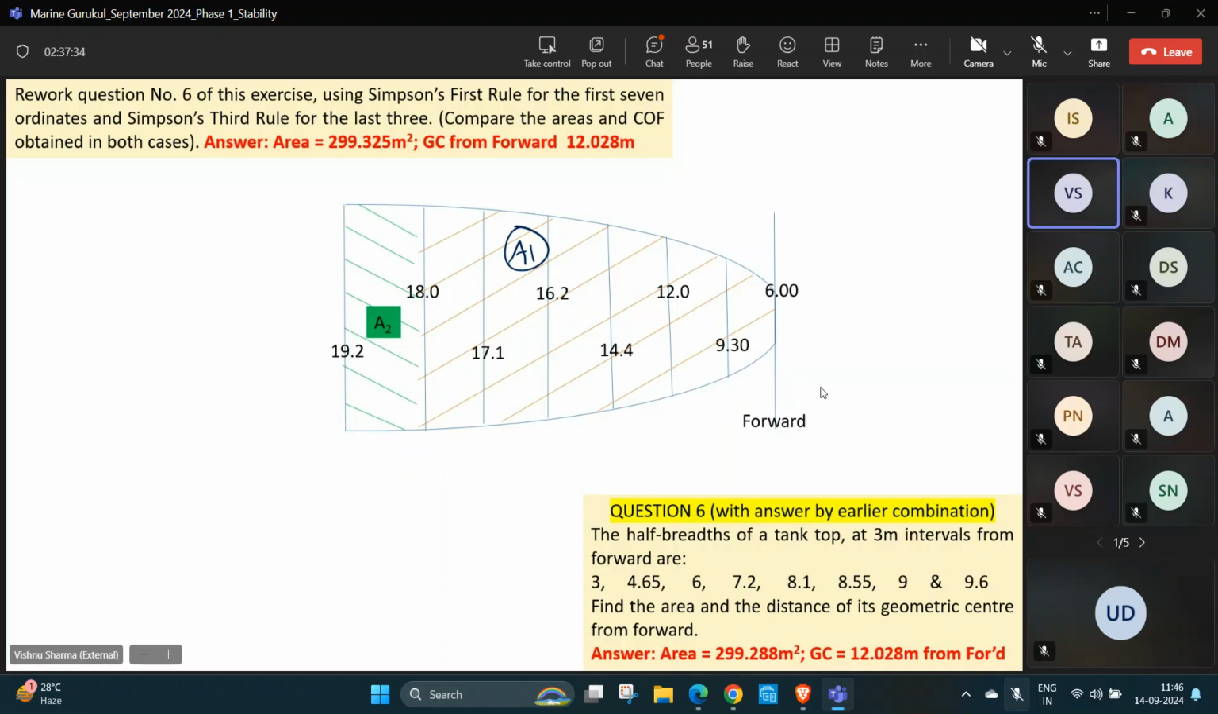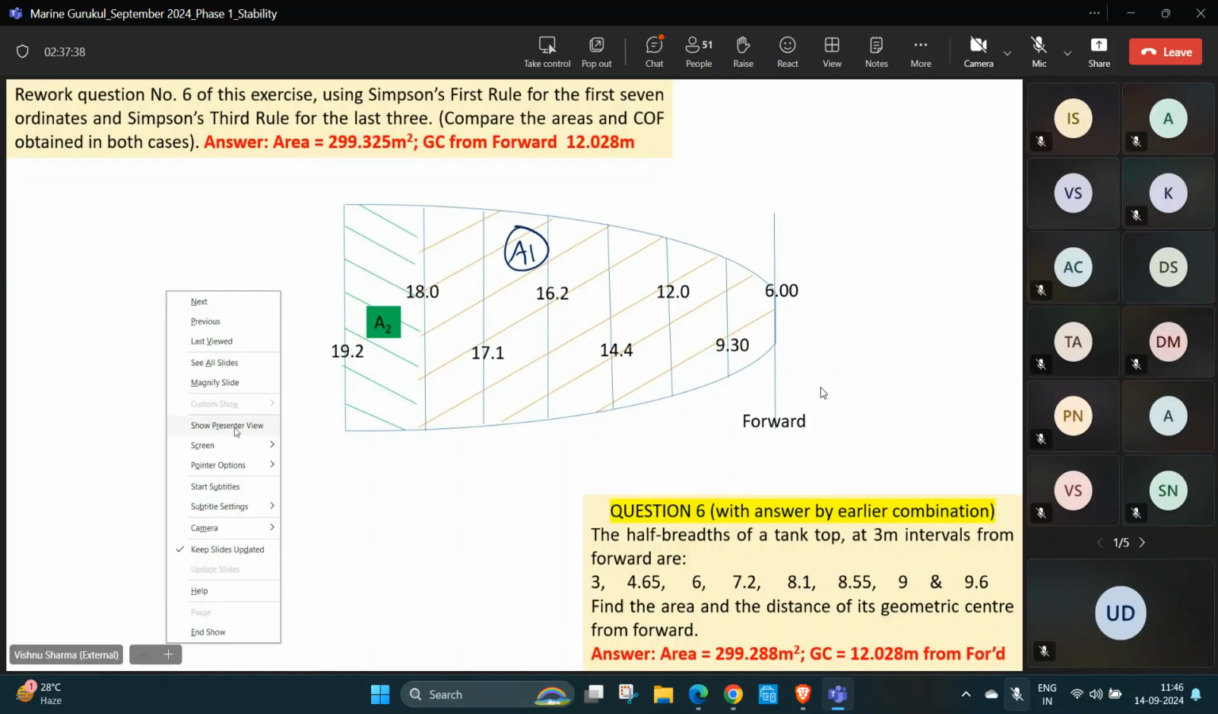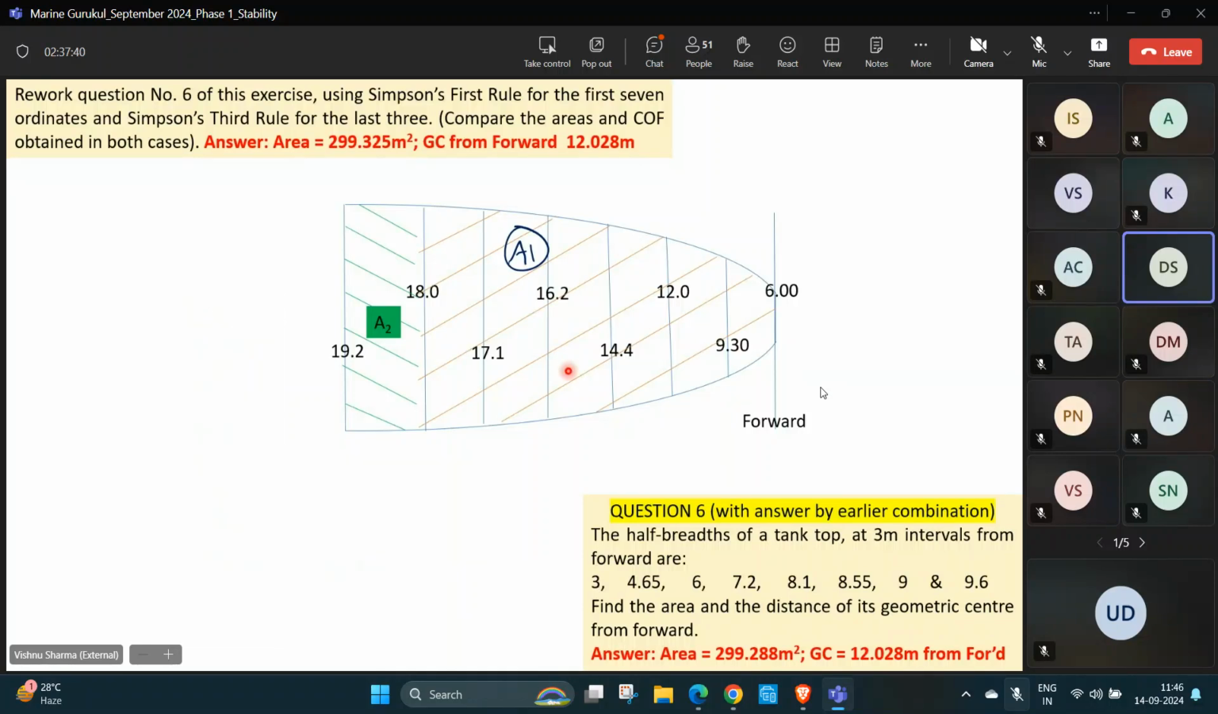By rule 1, what will be the multiplier here? Let me use the laser. What will be the multiplier to this one? 1, sir. Use 1. Next. 3. Eh? 1. Rule 2. 4. 4. Next. 2. 2. Next. 4. 4. Next. 2. 2. 4. 1. 2. 4. Very good. 1.